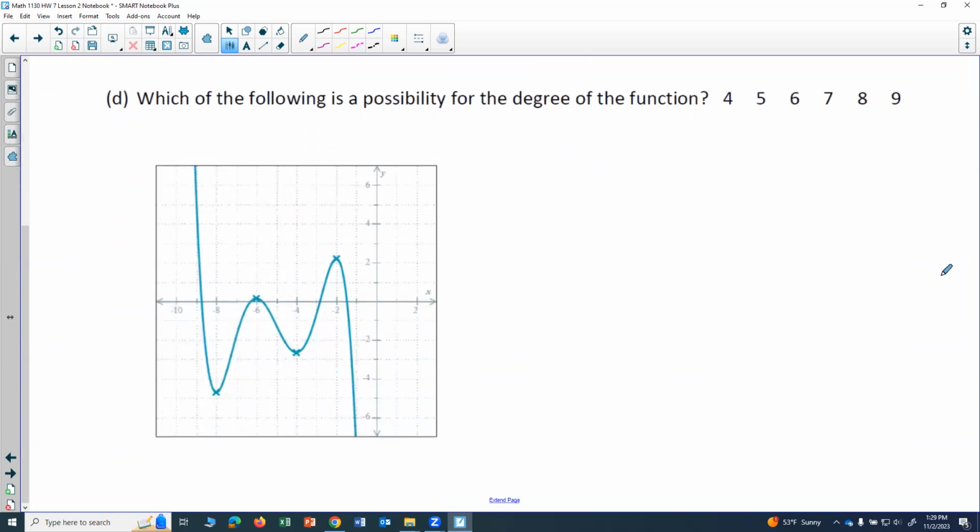So I look at my graph. For decreasing, I'm looking for where the function is sloping downward. So here it's sloping downward. Then it goes upward. Then it goes downward again. And then upward again. And then downward again. Okay, so here where it's sloping downward, that is a place where the function is decreasing.